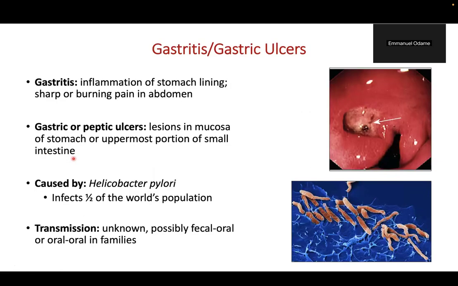The next one is gastric ulcer. There are several kinds of gastric ulcers I want us to talk about. The first one is gastritis, which is basically inflammation of your stomach lining, and you experience a very sharp and burning pain in your abdomen. The next on our list is gastric or peptic ulcers, which are basically lesions in the mucosa of your stomach and the uppermost portion of your small intestine. This is caused by Helicobacter pylori, and it affects about half of the world's population.